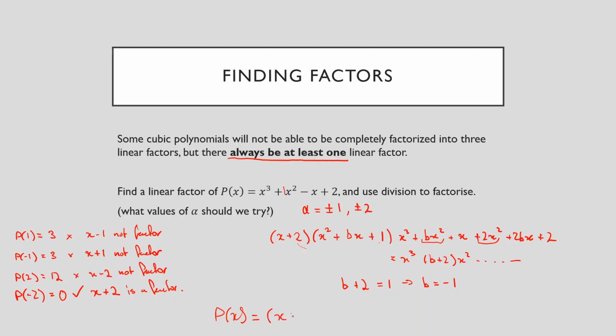Okay, so when we factorize this polynomial, it turns out that p of x can be written as the linear factor that we found before, x plus 2, times this new quadratic that we found, which, given that b is -1, is going to be x squared minus x plus 1. And you can try and factorize that quadratic. I'm not going to be able to do it. First of all, you can check the discriminant of that. It's not going to give you anything, so there you go. So we can't factorize it into 3 linear factors, but you'll always be able to find at least 1.